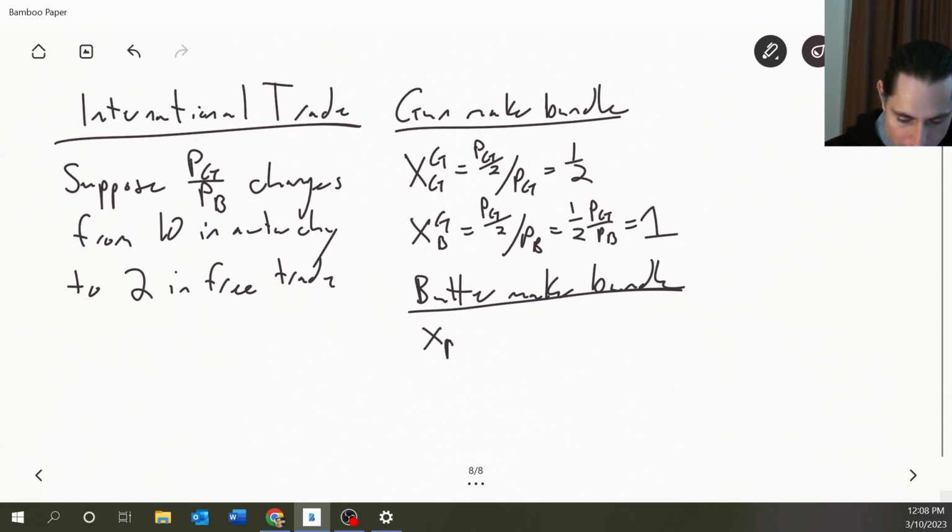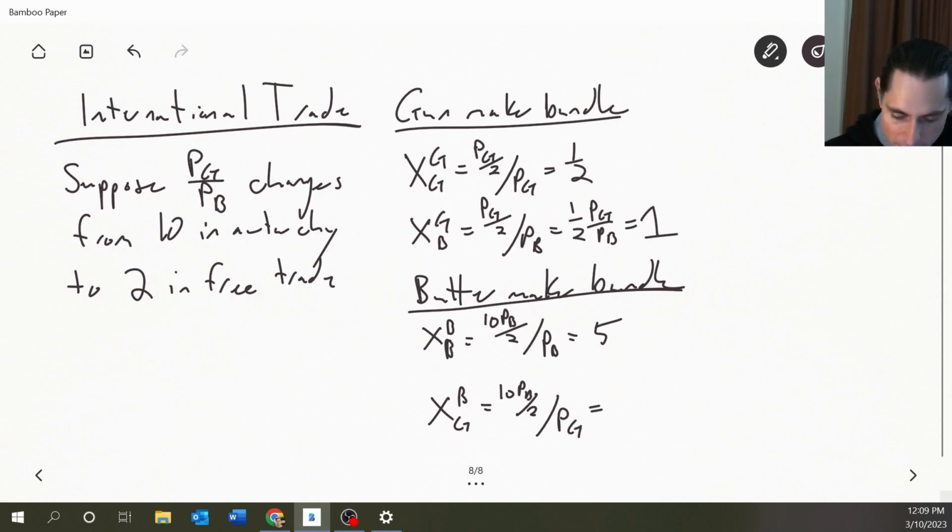So that's going to be butter by the butter maker. Again we're going to have 10 times PB divided by 2. The production didn't change, they're still making 10 units, divided by the price of butter. You can see that that's going to end up with 5. So that didn't change, the same amount of butter consumption as in Autarky. What about guns consumed by the butter maker? 10 PB divided by 2, that whole thing divided by PG. So we're going to get 5 times PB divided by PG. PB divided by PG is 1/2, so that's 5/2.